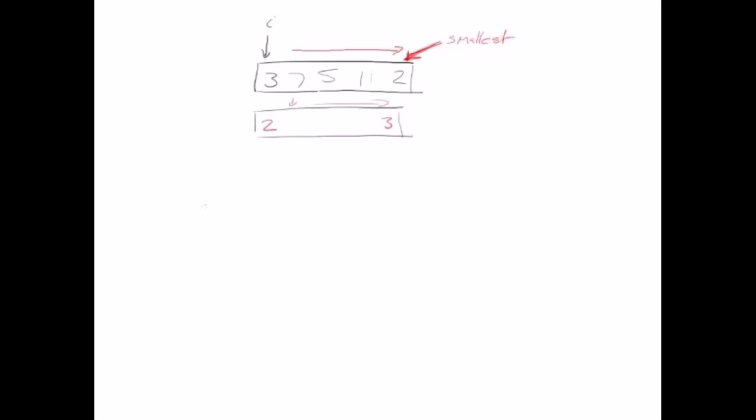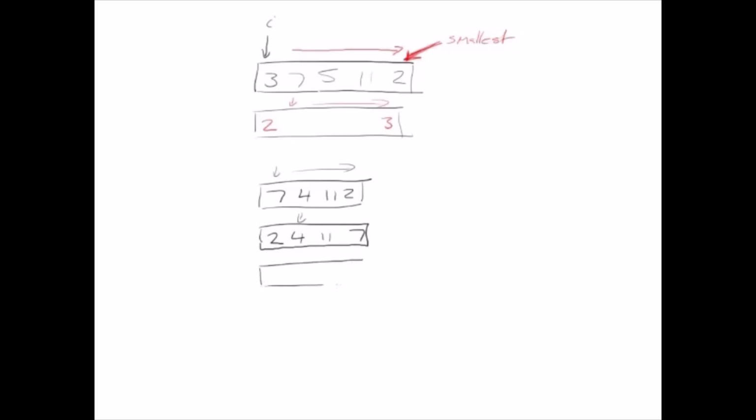So just quickly, let's do a real life example of this with a few less numbers. So let's say 7, 4, 11, 2. So this is our array. And i starts here. We loop until we see the smallest number, which is going to be 2. So at the end of this iteration, we have 2, 4, 11, 7. And we start looping from here. So 4 is already in its right spot. So by the time we get to here, we don't have to swap anything. So at the end of this iteration, we have 2, 4, 11, 7, just like before.